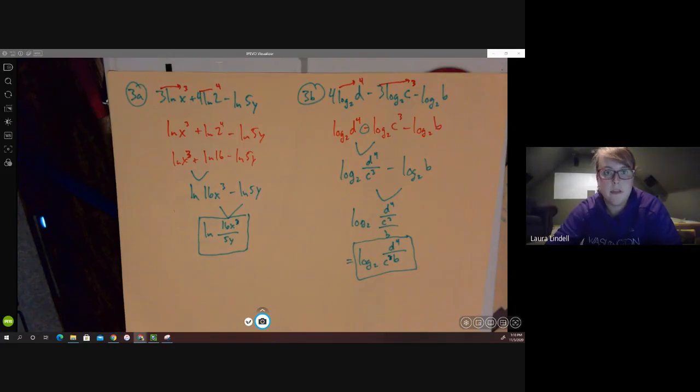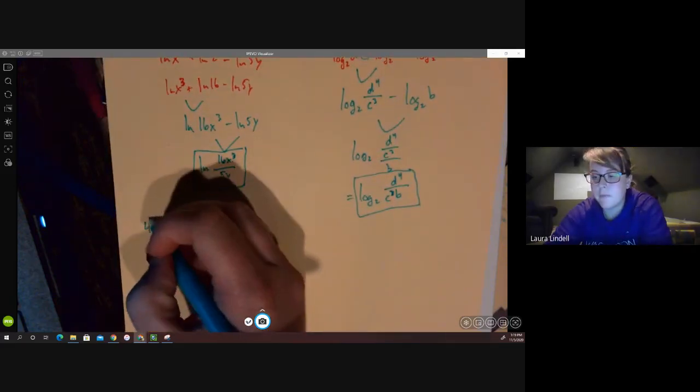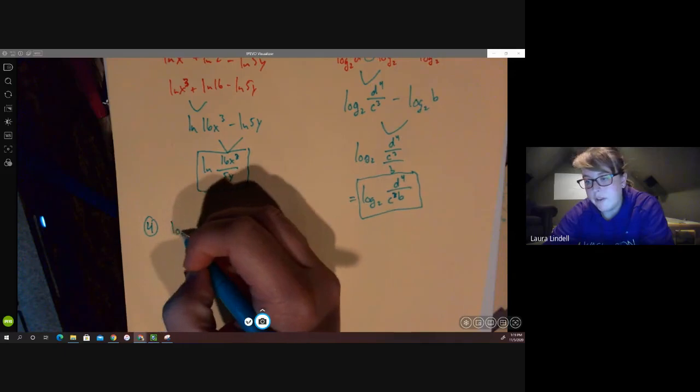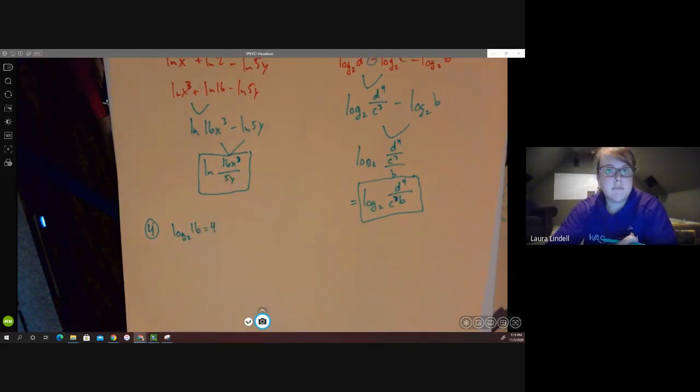Okay. Then lastly, moving into 4, 5, and 6. 4 and 5 are both rewriting expressions in either exponential or logarithmic form. And then 6 is about evaluating a logarithm. So here we go. Number 4. We are given log base 2 of 16 equals 4, and we are expected to rewrite this in exponential form.